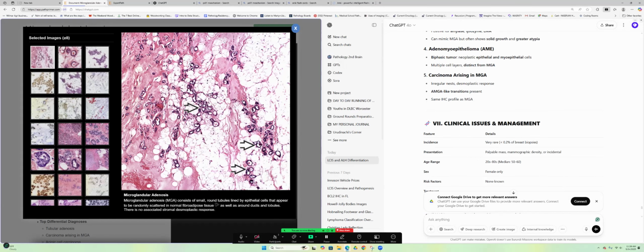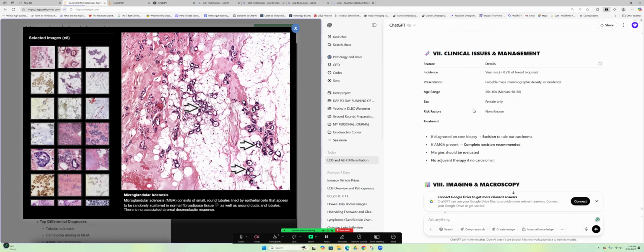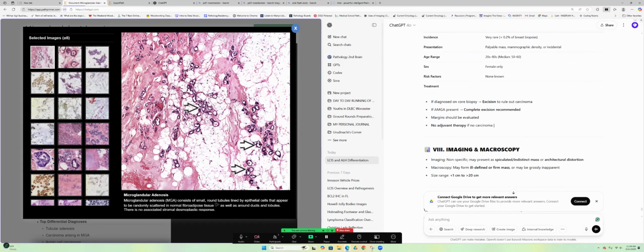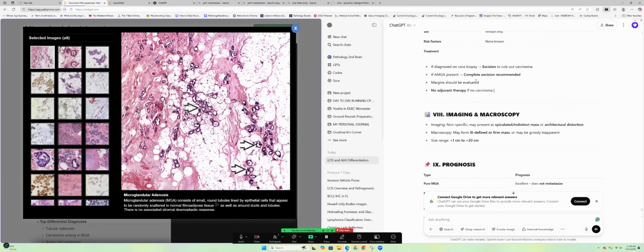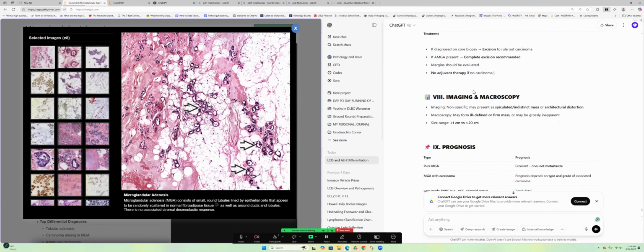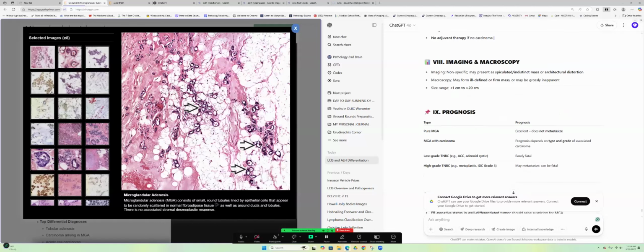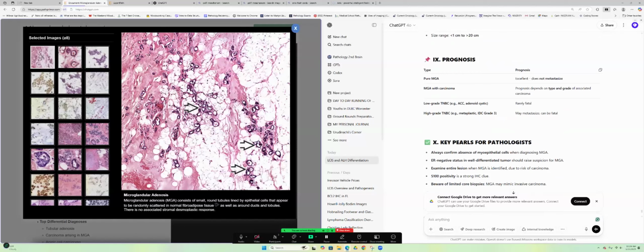Carcinoma arising from MGA. Age range is very wide. Palpable mass, female only disease. No known risk factors. The treatment is excision, no adjuvant therapy. Imaging and macroscopy: spiculated mass, indistinct, ill-defined mass, very wide size range, 1 to 20 cm. Low grade triple negative breast cancer from it is usually rarely fatal. High grade triple negative can be fatal if it's metastatic.